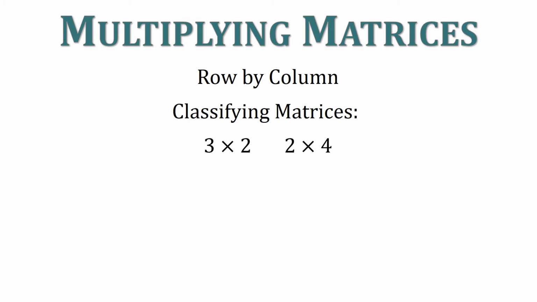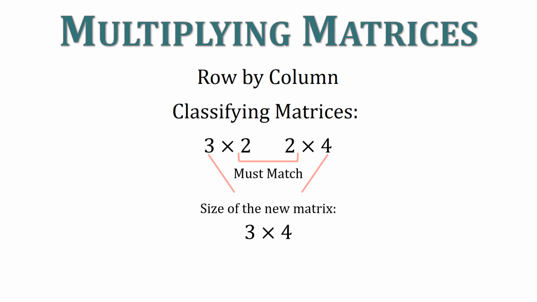So say we have two matrices, a 3 by 2 and a 2 by 4, and I ask you to multiply them together. The question is, can you? Well, to determine whether this is possible or not, we need to look at the two inside numbers, 2 and 2. So the first matrix has 2 columns, the second matrix has 2 rows. That allows us to multiply them because the number of columns and the number of rows must match. So as long as your two inside numbers match, you can multiply. Your two outside numbers tell you the size of the new matrix. So in this case, it would be a 3 by 4.